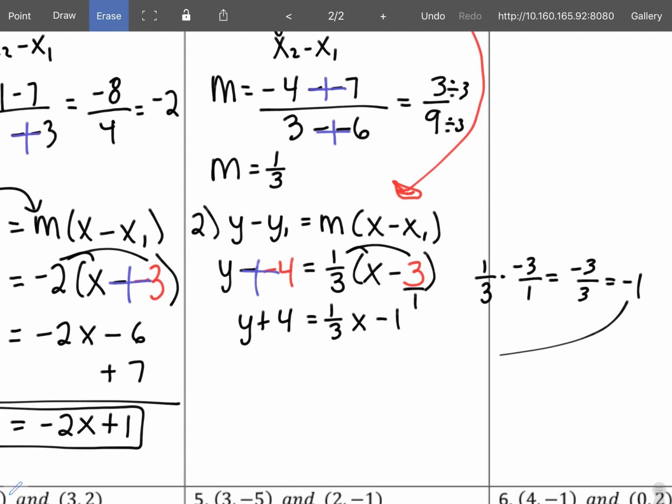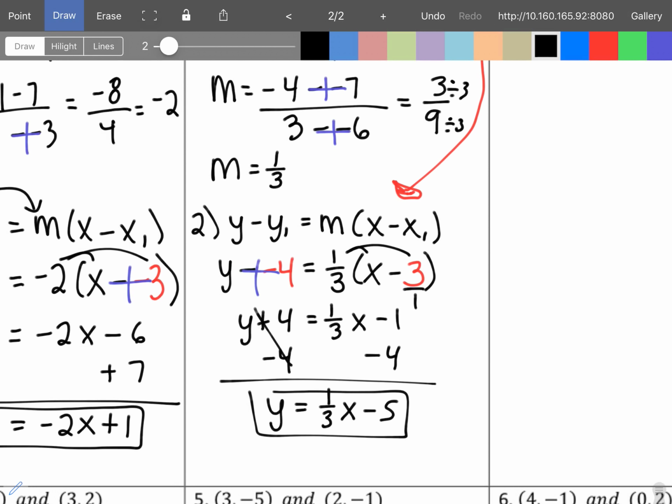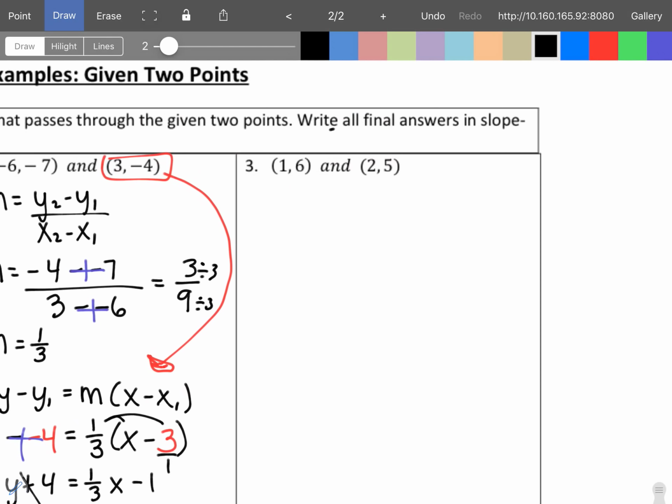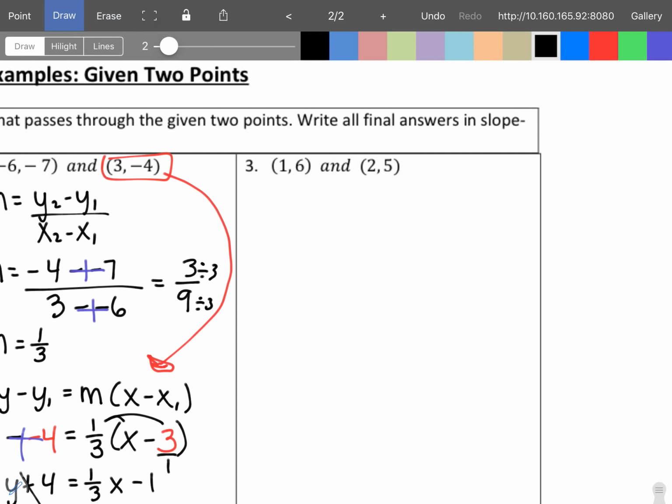Now I'm going to subtract 4 from both sides. So y equals 1/3 x, -1 minus 4 is -5. That is slope-intercept. All right, next one.